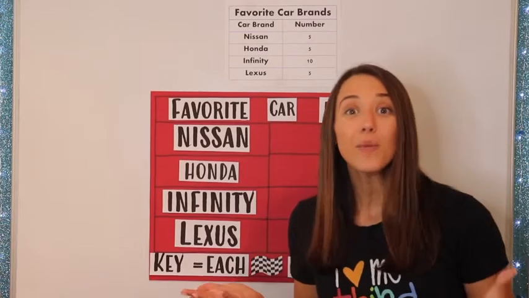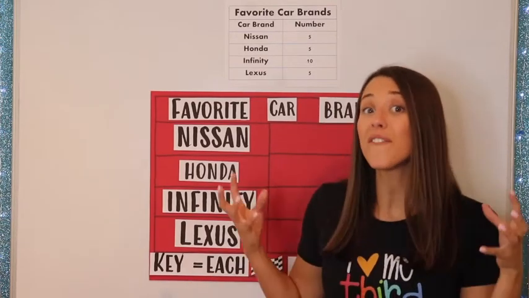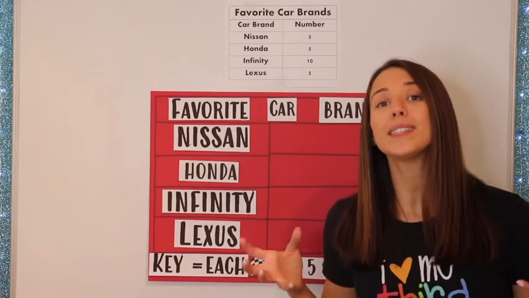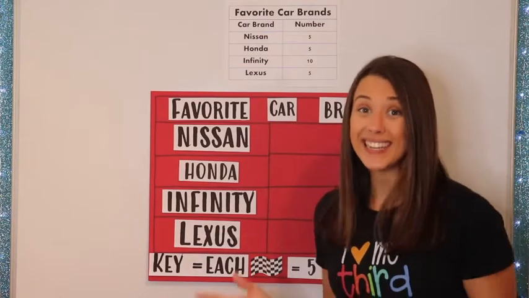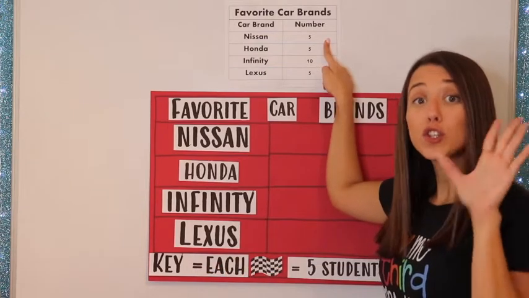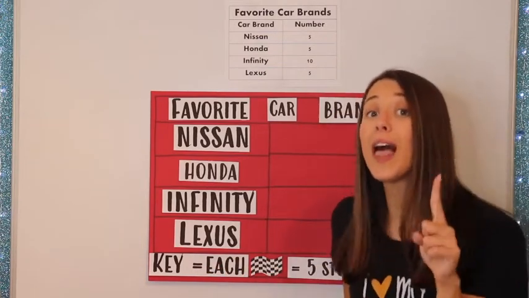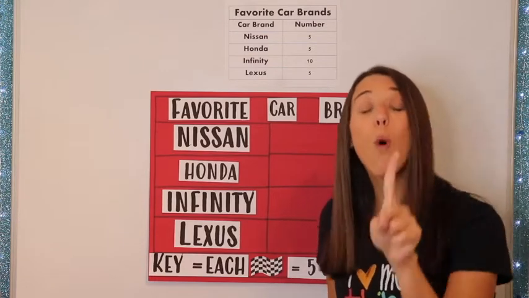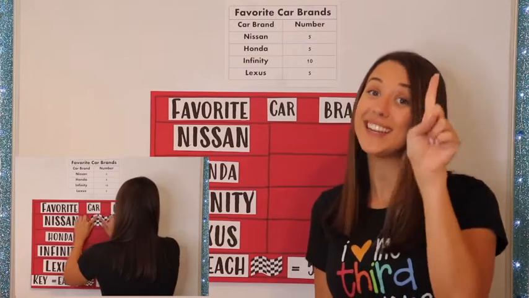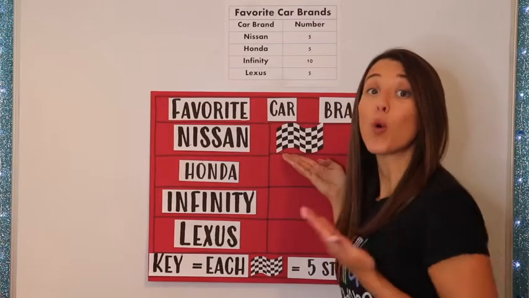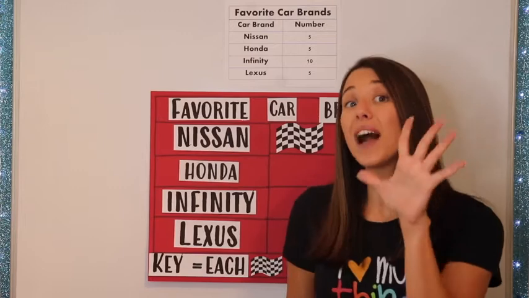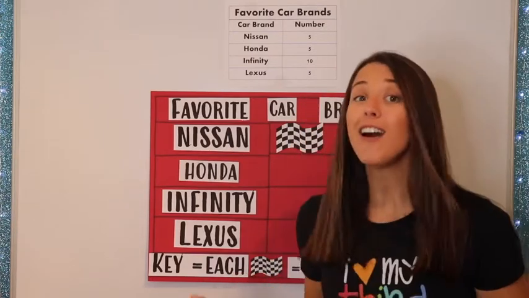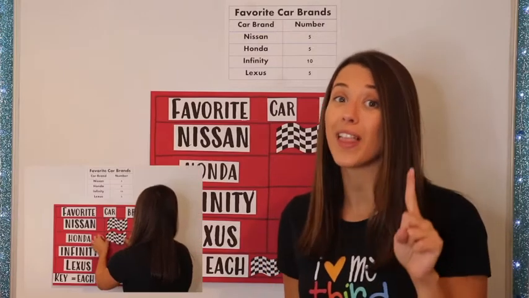Now, the only thing we are missing is that we need to use the flags and put them on my picture graph. We need to look at my table and see how many students chose Nissan. 5 students chose Nissan. 1 flag represents 5 students, so we only need to put 1 flag on my picture graph for Nissan. Now, 5 students also chose Honda, so I also need to put 1 flag for Honda.